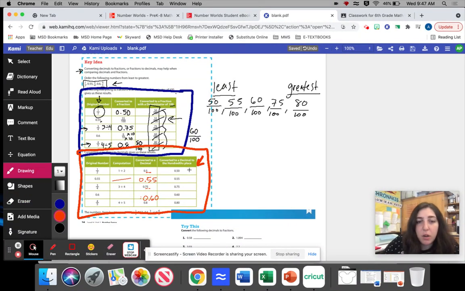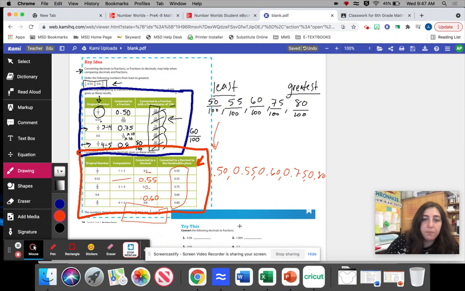So whatever you prefer, whether you want to turn them all to decimals or if you want to turn them all to fractions, you're going to get the same answer here. So 0.50 is the smallest, then 0.55, then 0.60, 0.75, and then 0.80. And I covered it up, but I believe it shows the answer right here. Okay, so that's the lesson for lesson 4.